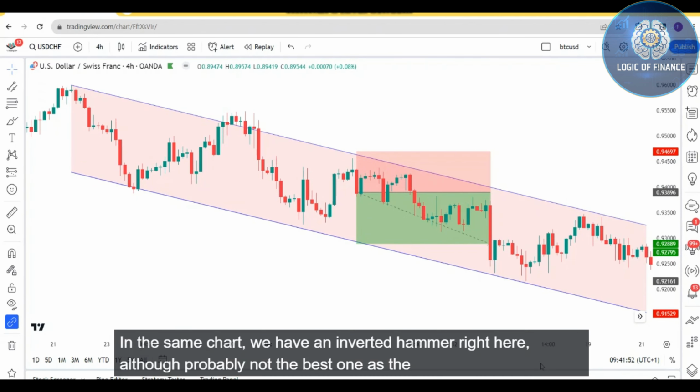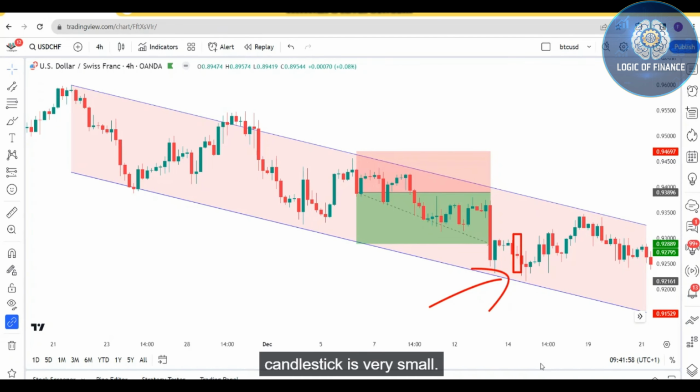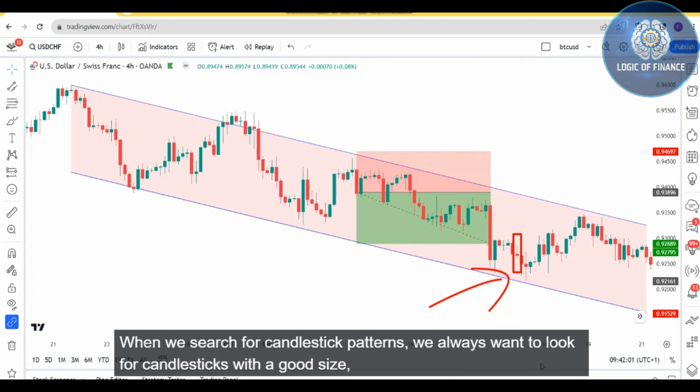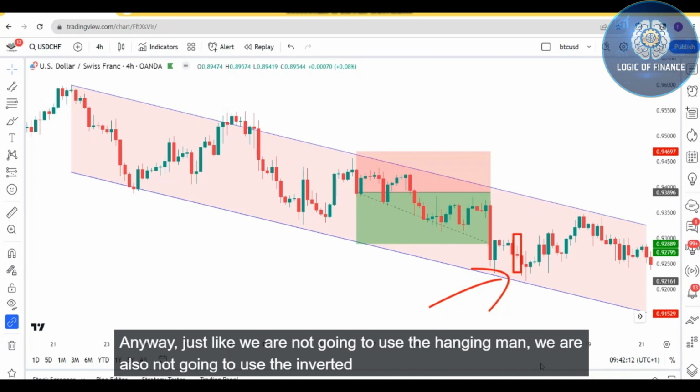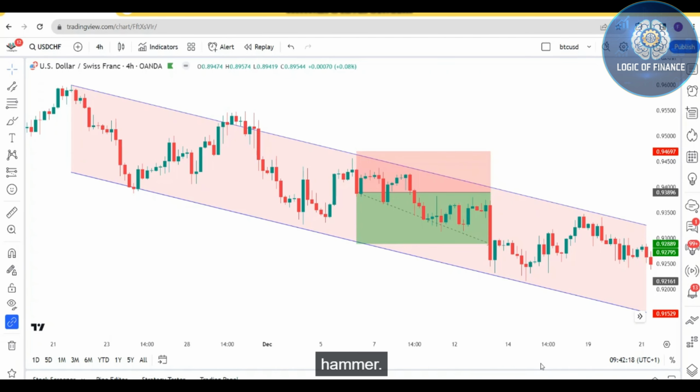In the same chart, we have an inverted hammer right here, although probably not the best one, as the candlestick is very small. When we search for candlestick patterns, we always want to look for candlesticks with a good size, which indicates that there's been a lot of action during that session. Anyway, just like we are not going to use the hanging man, we are also not going to use the inverted hammer. What's the reason?